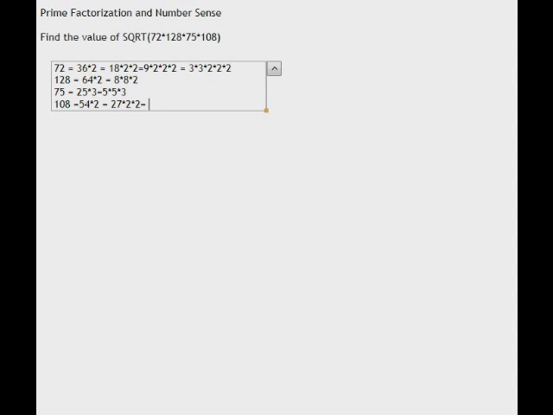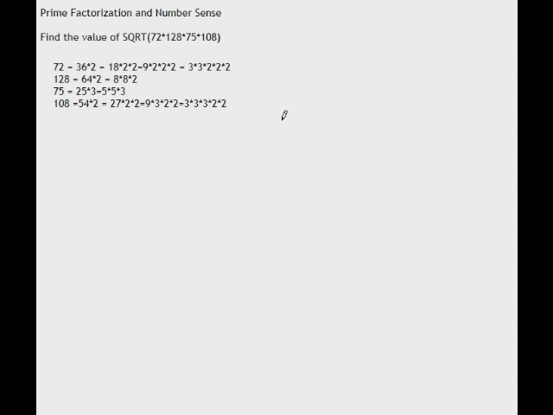equal to 27 times 2 times 2, which is equal to 9 times 3 times 2 times 2, which is equal to 3 times 3 and 3 times 2 times 2. At this point, we just want to start pairing these up.